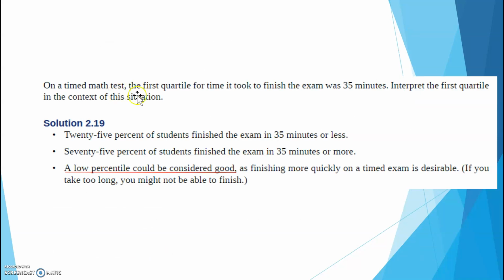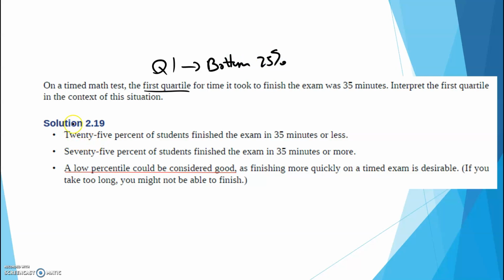Okay, on a timed math test, the first quartile for the time it took to finish the exam was 35 minutes. Interpret the first quartile in the context of the situation. Okay, so 25% of the students finished the exam in 35 minutes. And it's 25% because we're talking about the first quartile, or Q1, which means it's the bottom 25%. So that's where that 25% came from.